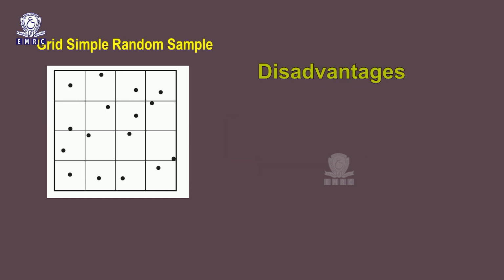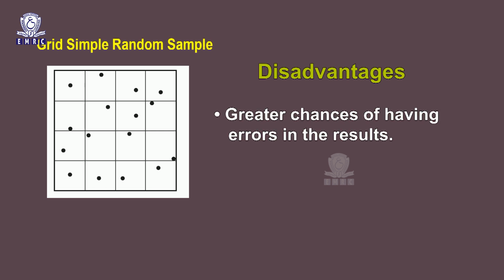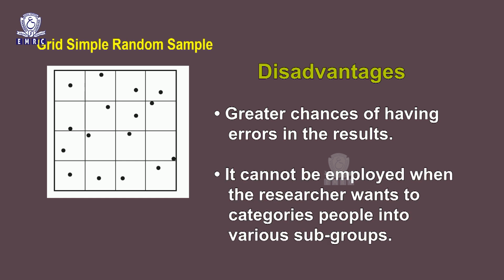At the same time, this also has its own disadvantages. The first one is greater chances of having errors in the result. It cannot be employed when the researcher wants to categorize people into various subgroups.